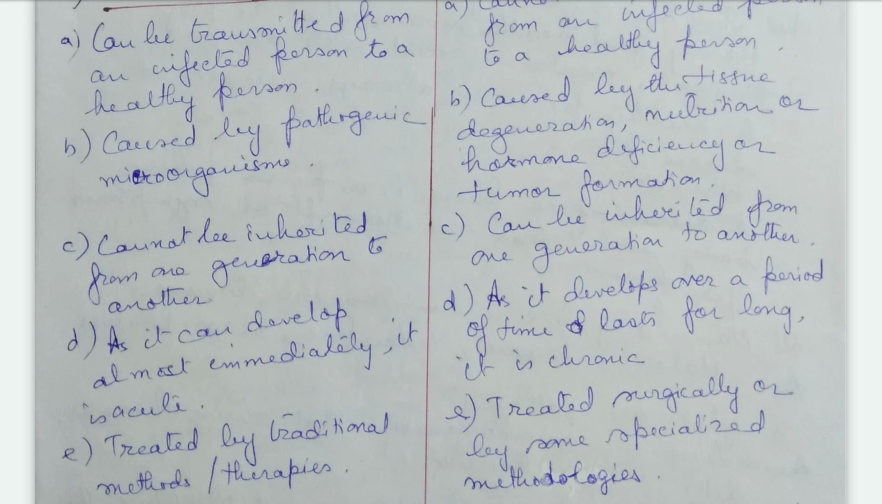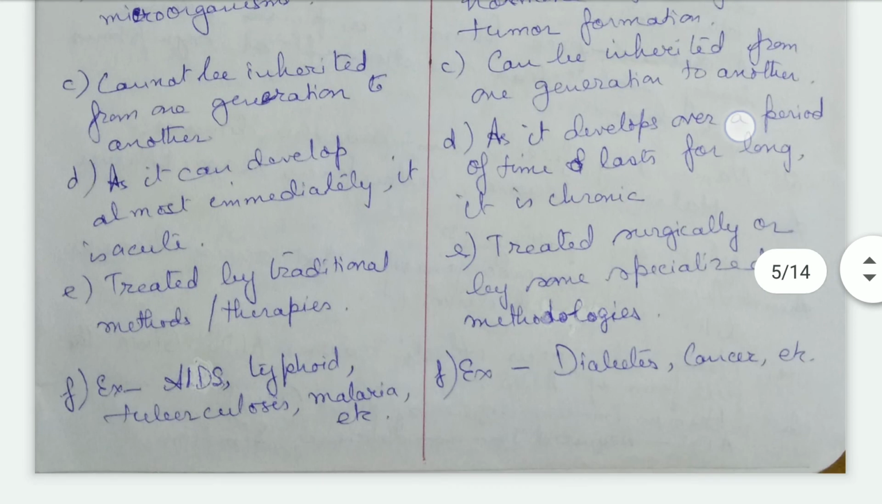Communicable diseases cannot be inherited from one generation to another, but non-communicable diseases can be inherited from one generation to another. Communicable diseases can develop almost immediately, so they are acute. But non-communicable diseases develop over a period of time and last long, so they can be chronic. Communicable diseases can be treated by traditional methods or therapies, but non-communicable diseases are treated surgically or by some specialized methods.